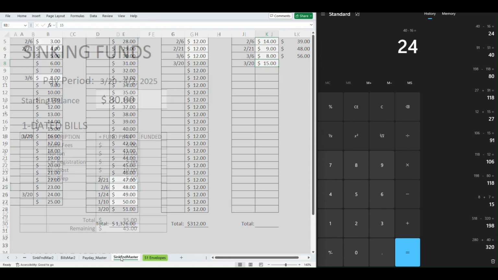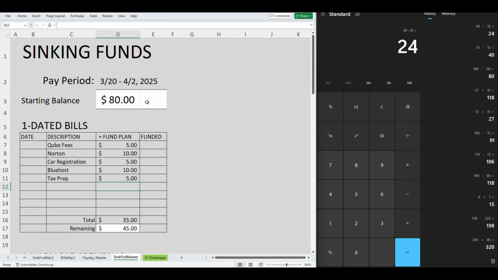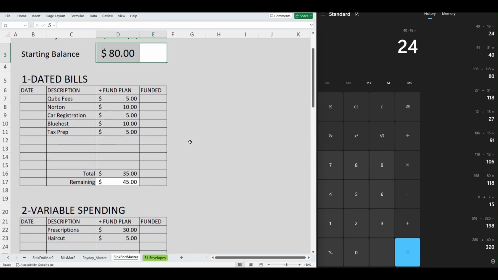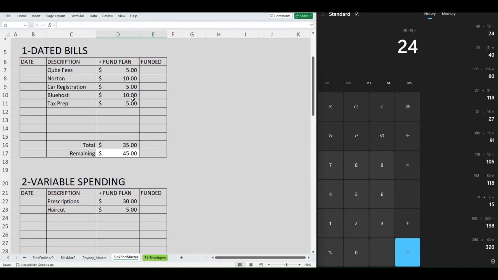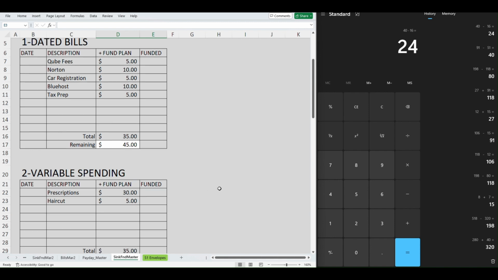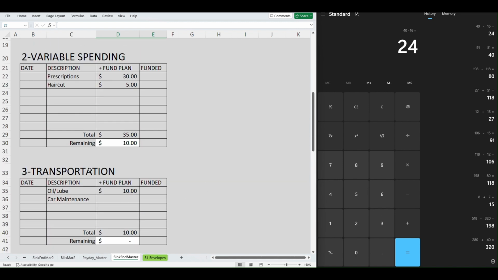So we're at my sinking funds, and 80 is my base. So I always want the dated bills to be these numbers for my bills that I pay once a year. My variable spending, I basically always want here to be the same too. Prescriptions 30, haircut 5. Then I have $10 left, so it goes into the oil and lube category. And I don't have any more money left, so that has to be the end of it.